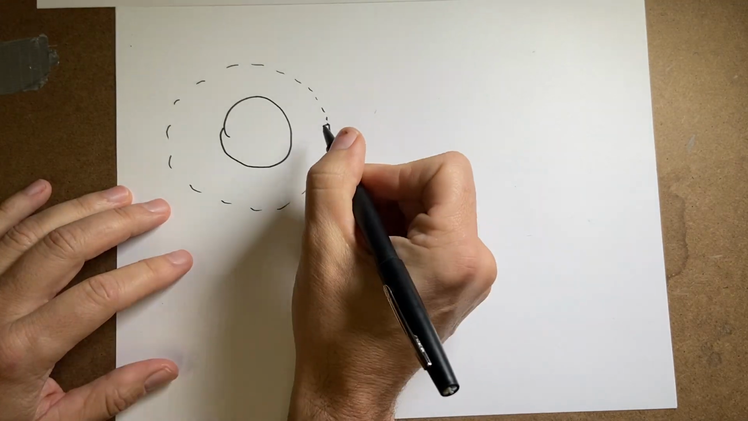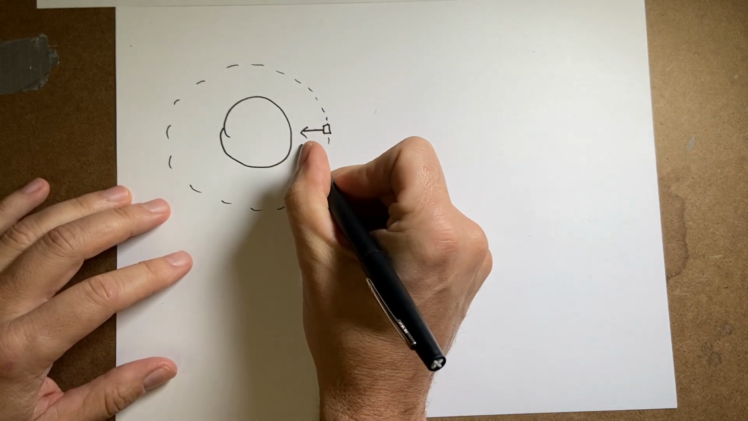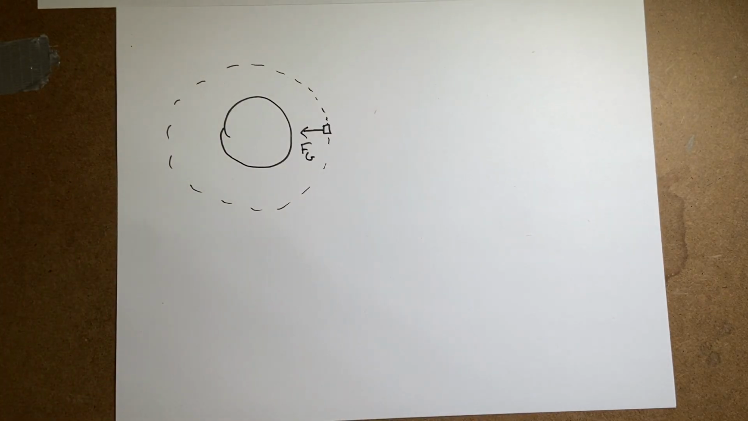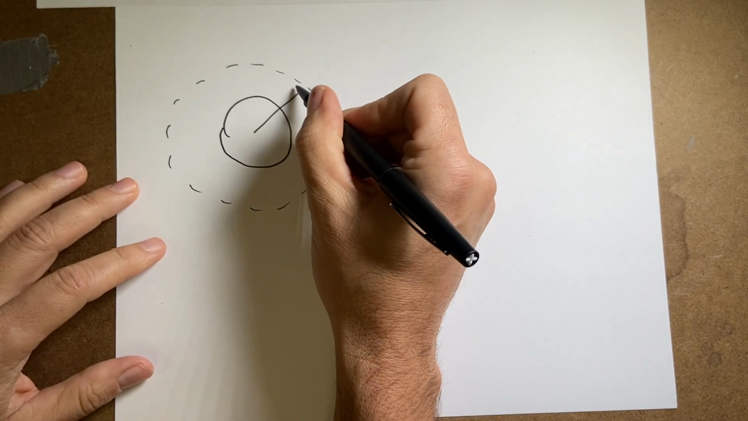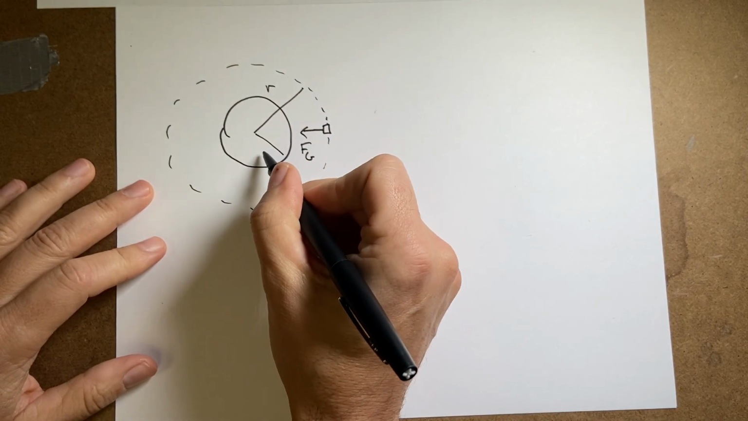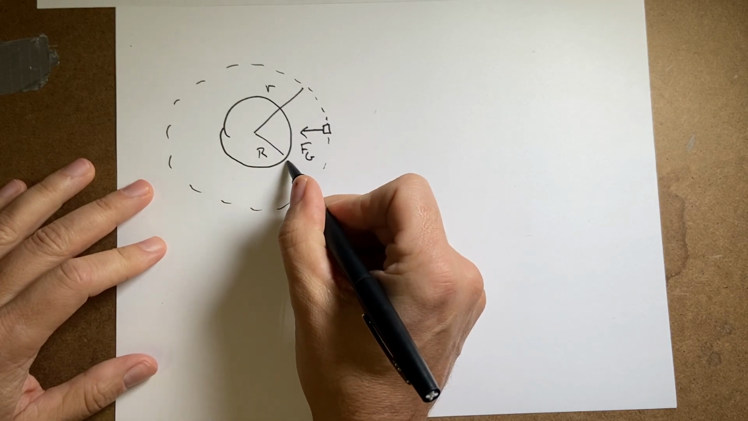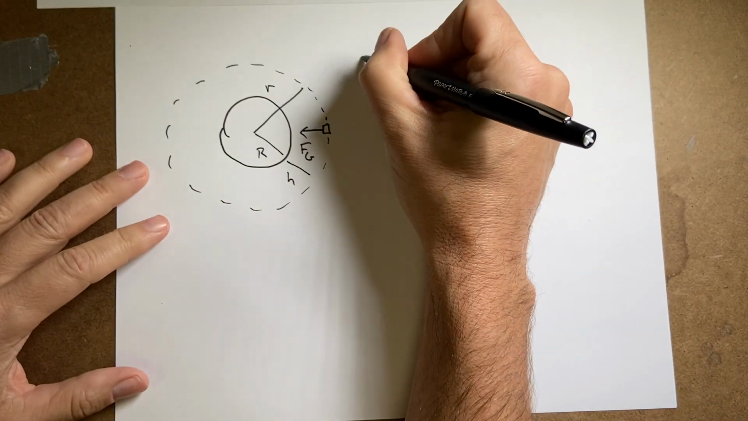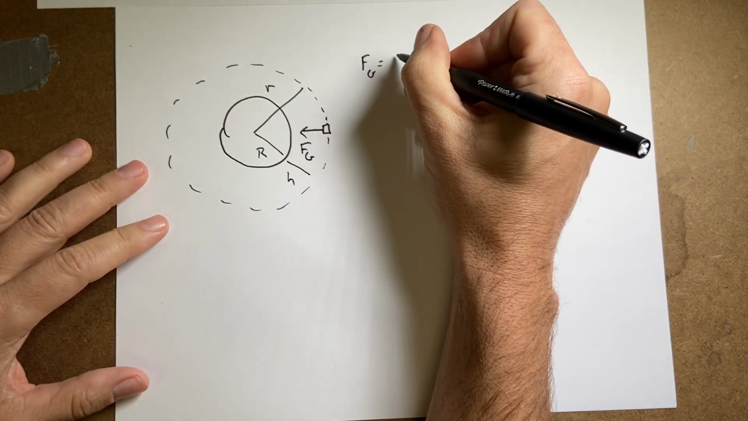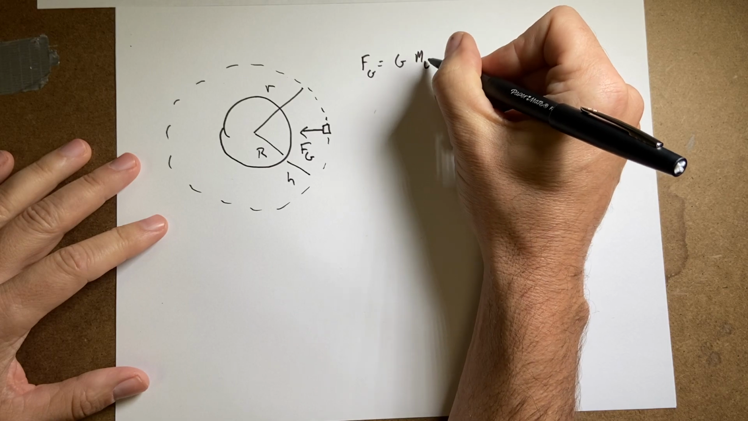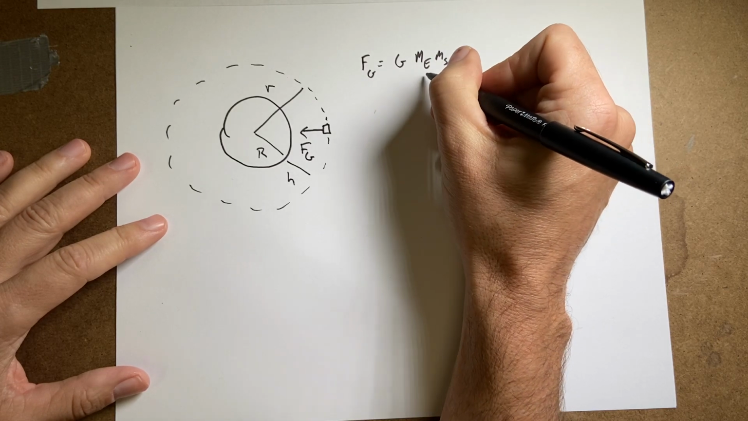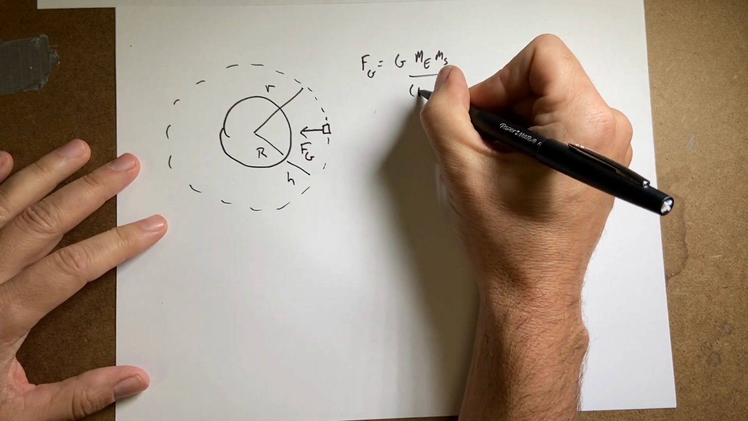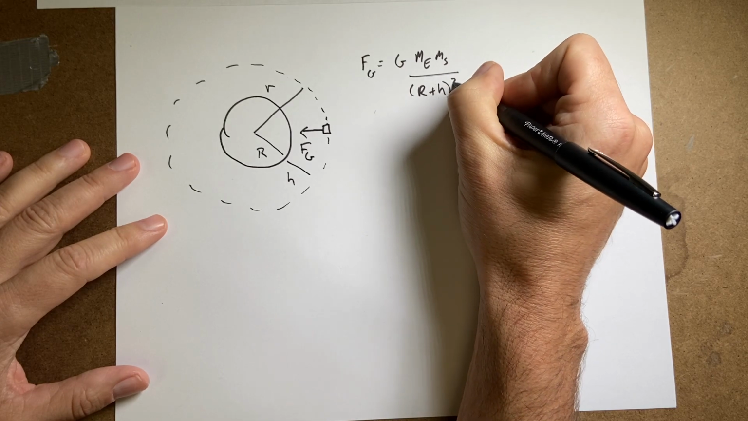There's a space station. So there is a gravitational force, Fg, pulling on the space station towards the center of the Earth. The magnitude of that, let's call this a radius lowercase r. Let's call the radius of the Earth big R. And let's call this h, which is the altitude above the surface of the Earth. So Fg is going to be equal to G times the mass of the Earth times the mass of the space station divided by (R plus h) squared.